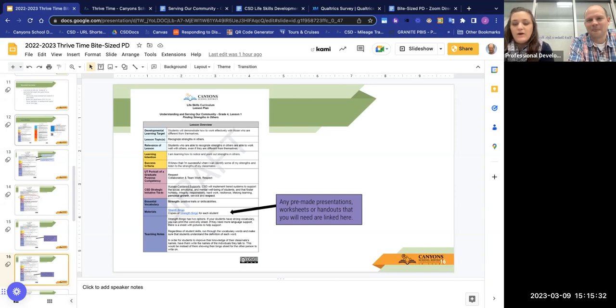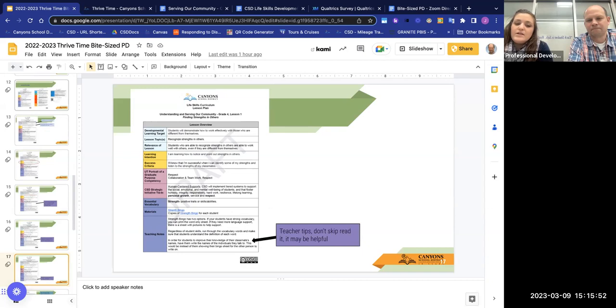There's not a ton that you have to make yourself. It's mostly just a worksheet. A lot of them have presentations. Make sure you have that pulled up and you've looked at it before you start the lesson, so that you're prepared for the actual teaching of it. That way you're familiar with the materials.